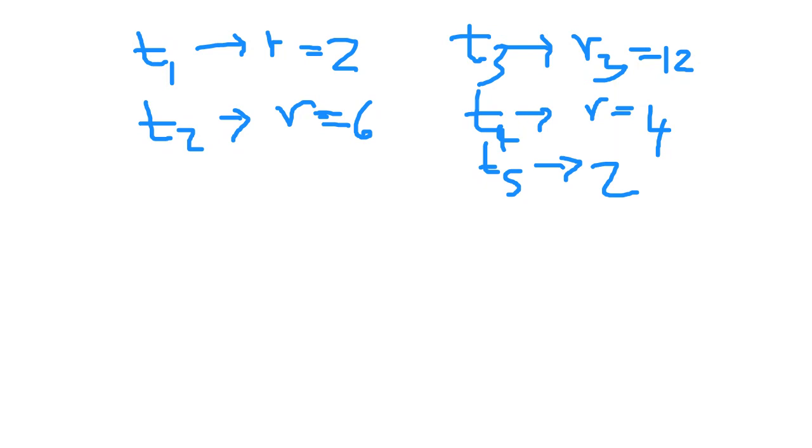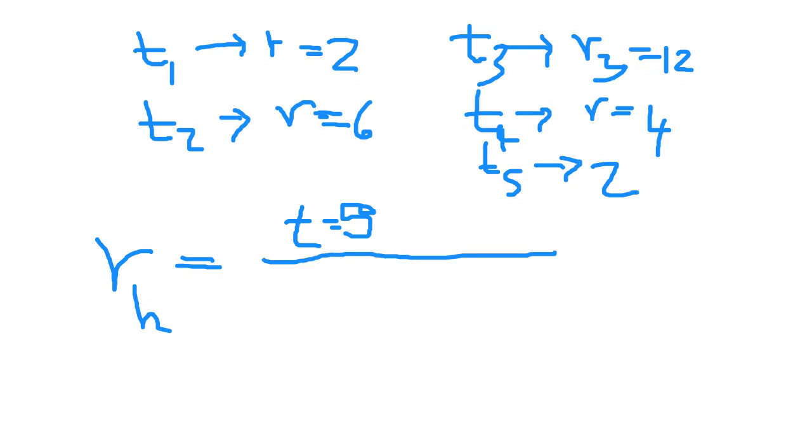So the formula for the harmonic mean says RH is equal to the number of treatments T, which is 5, divided by the summation of 1 over Ri.